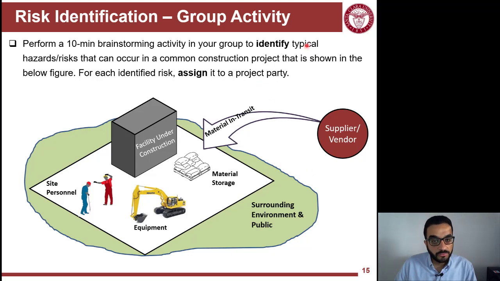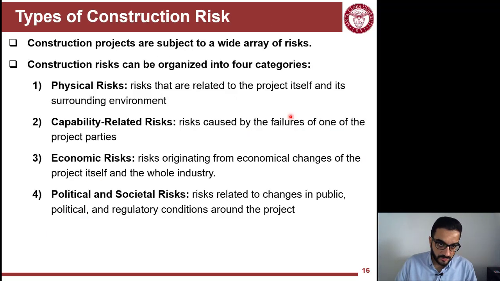So you identify the risks, and then also you assign it to a party. Think of who would be the best party, the architect or the contractor or the owner, to handle such risk. And when you do that, I will give you kind of a hint here. When you come, think about the risks falling in four buckets.